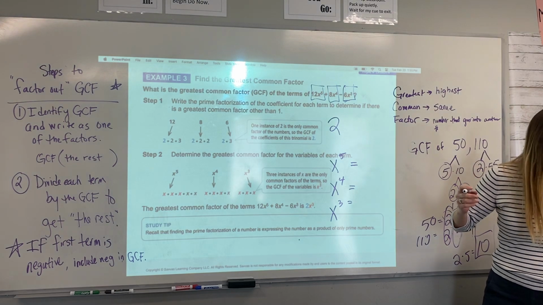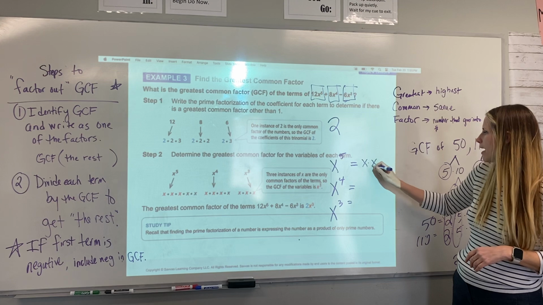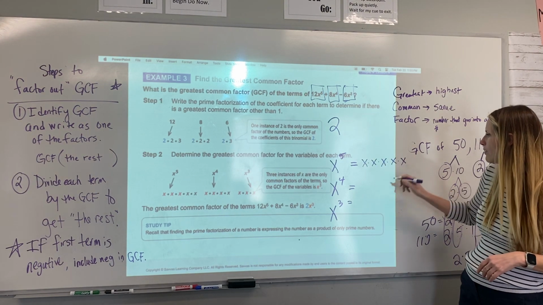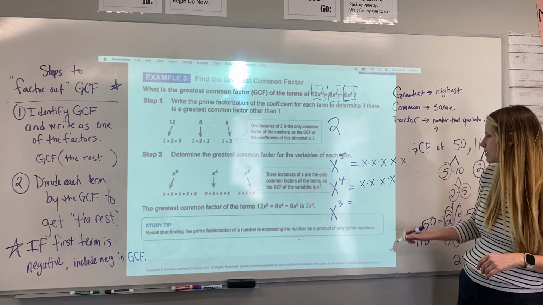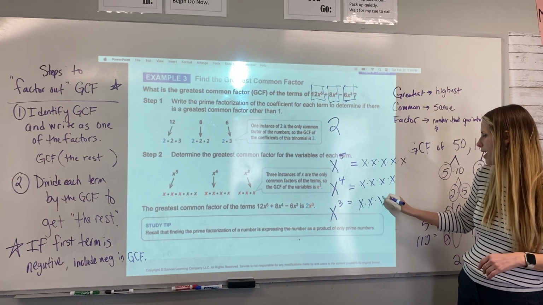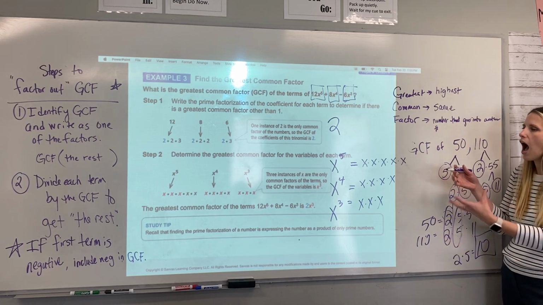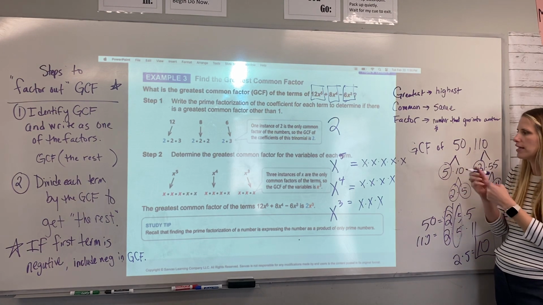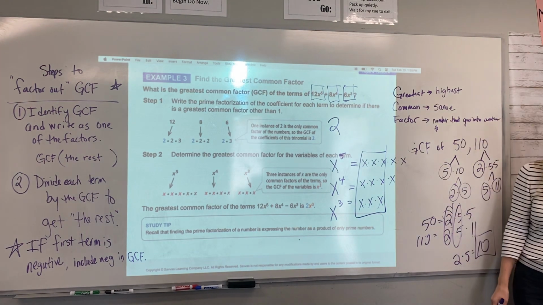Good? Okay. X to the 5th is x times x times x times x times x. 1, 2, 3, 4, 5. X to the 4th is x times x times x times x. 1, 2, 3, 4. X to the 3rd is x times x times x. 1, 2, 3. We're looking for the highest number of x's that they all have in common. That would be x to the 3rd, right?